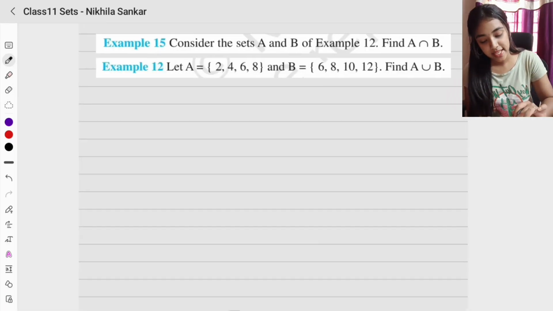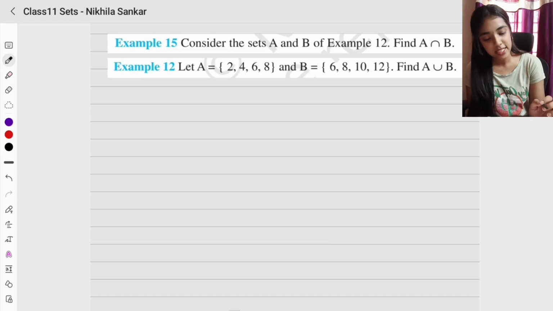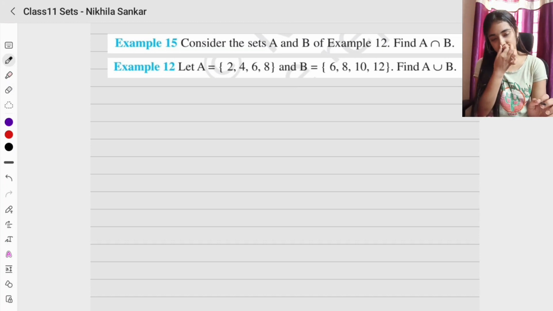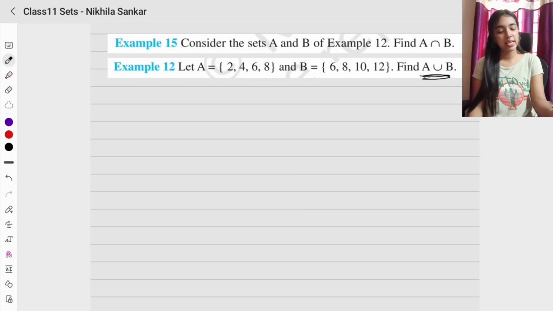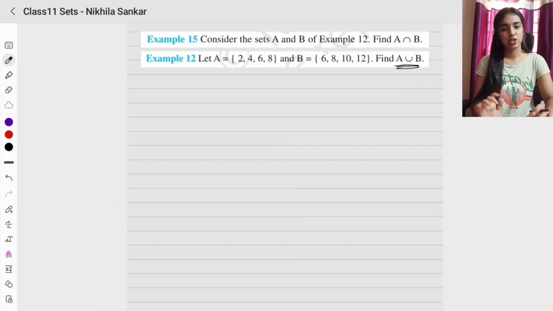So moving on to example. Example 15, consider the sets A and B of example 12. Find A intersection B. Example 12 la நம்ம A union B பண்ணோம். கரெக்ட்டா? இப்போ இதே example வச்சு we are going to do A intersection B.